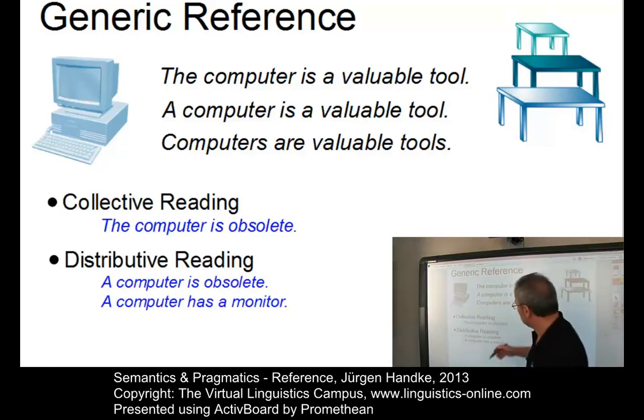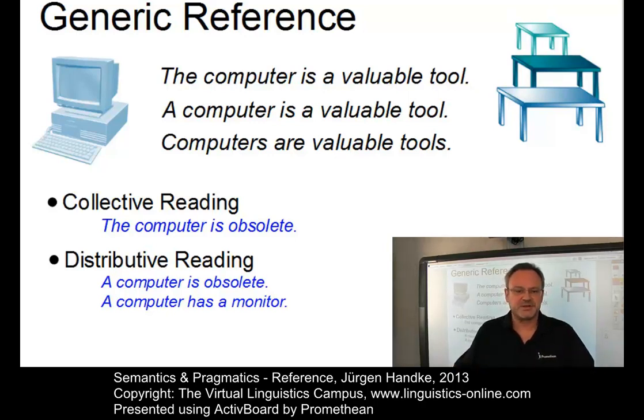Sentences involving generic reference may make statements about the whole class of reference. And then it is called collective reading. For example, the computer is obsolete. And they may make statements about each member of a particular class. For example, a computer is obsolete, a computer has a monitor, and so on and so forth. This is called distributive reading.